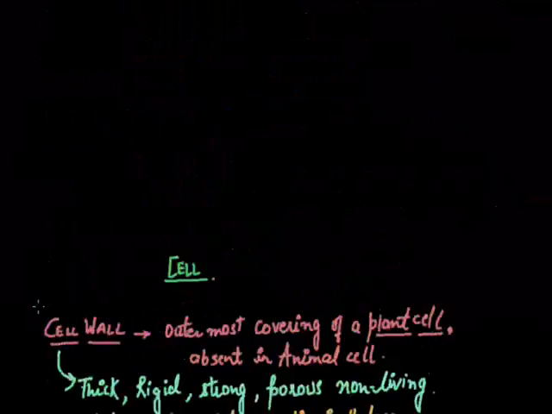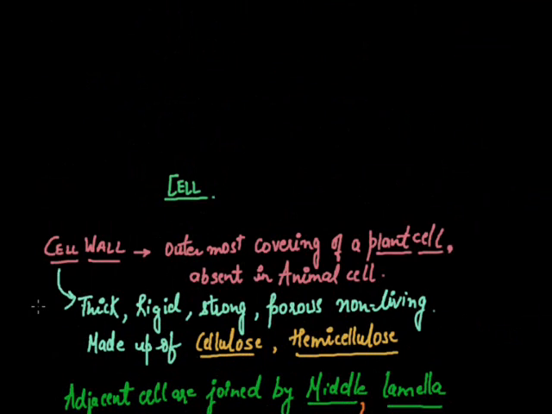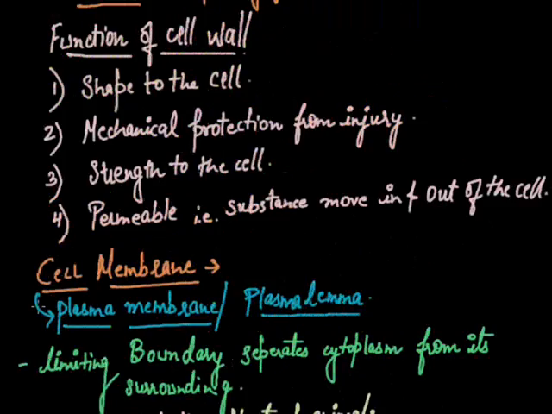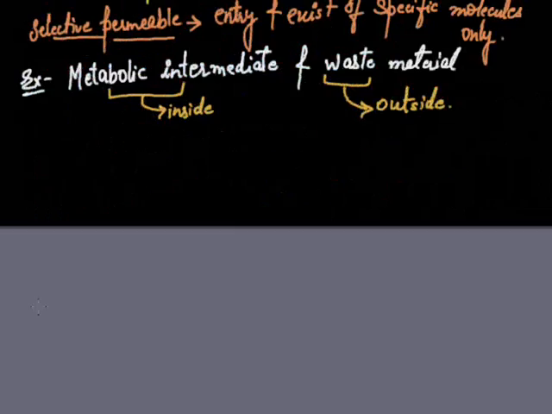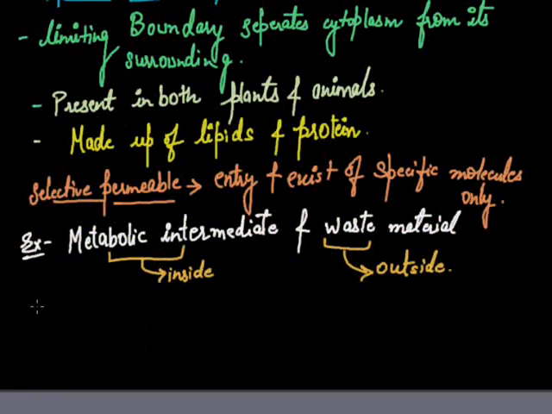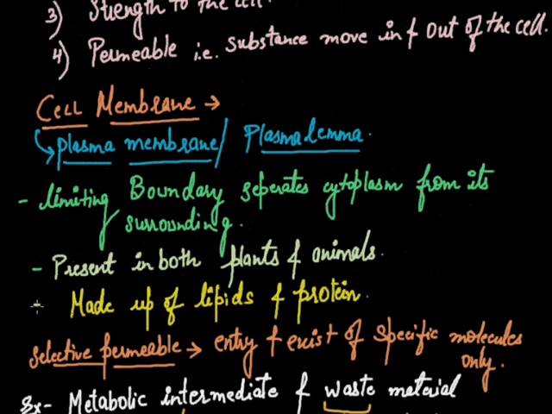Now, this was about the cell wall and the cell membrane. In the next class we will study the model of cell membrane and the cell organelles and the nucleus.